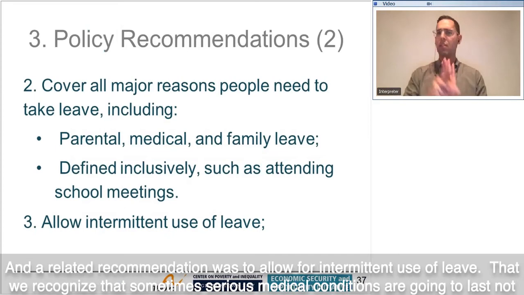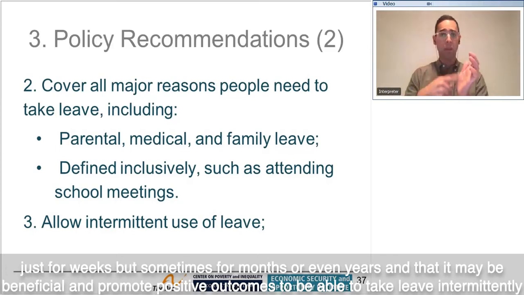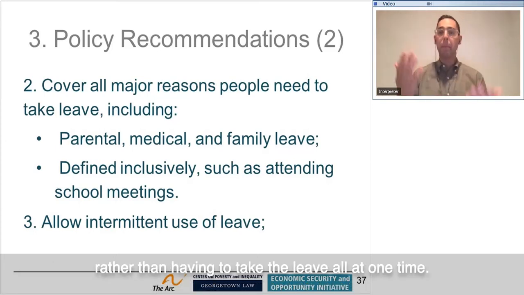And a related recommendation was to allow for intermittent use of leave. We recognize that sometimes serious medical conditions are going to last not just for weeks, but sometimes for months or even years, and that it may be beneficial and promote positive outcomes to be able to take leave intermittently rather than having to take the leave all at one time.